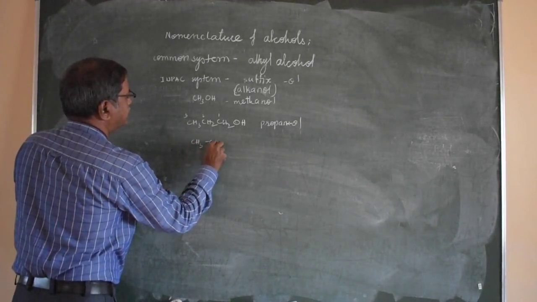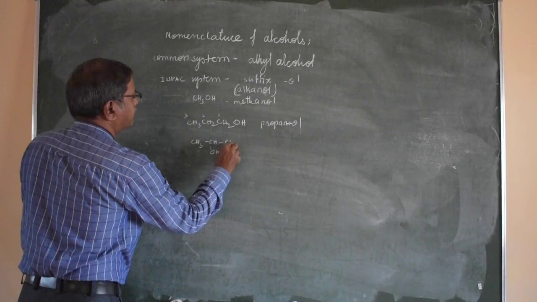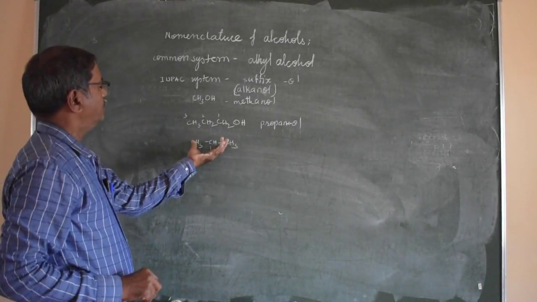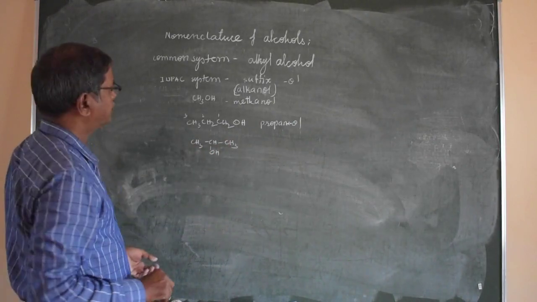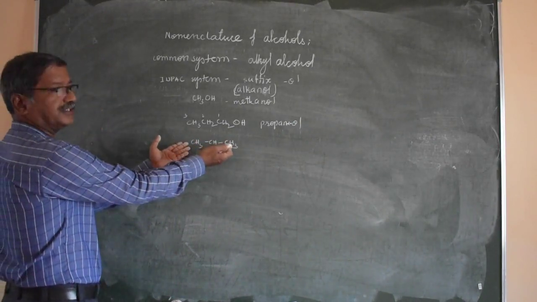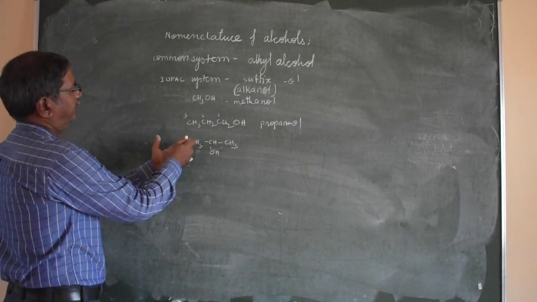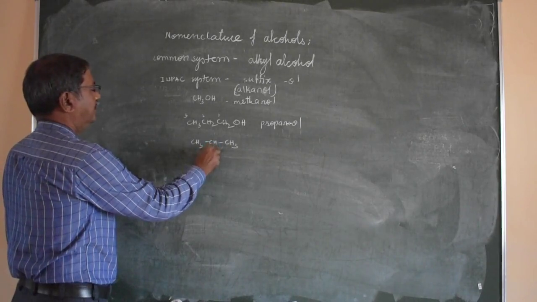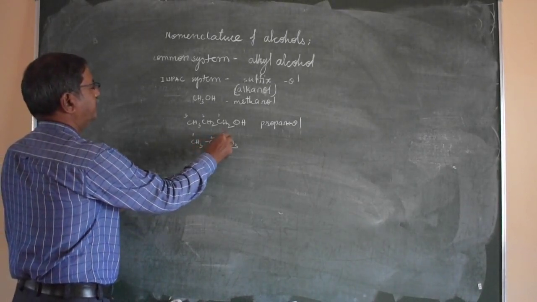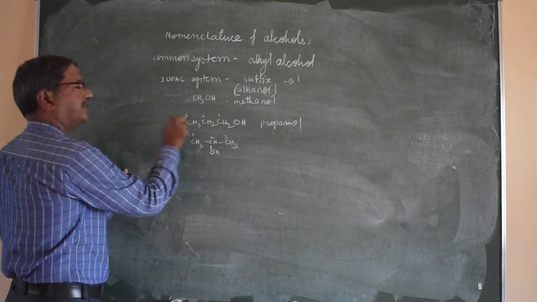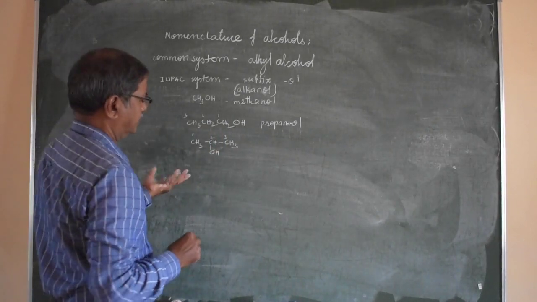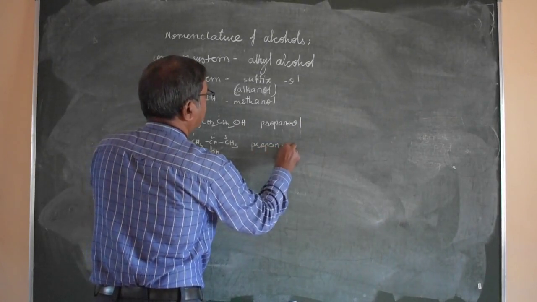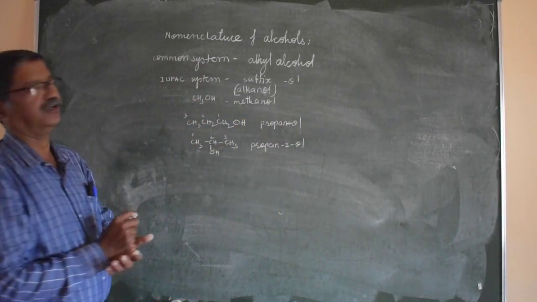What about this one? CH3CHOHCH3. As we know, the common name is isopropyl alcohol. IUPAC name: you may number from this end or this end. Because if you number from both ends, the carbon which is attached to the functional group carries the number 2. So it is 1, 2, 3, or it may be 1, 2, 3. So it is simply propan-2-ol. On the second carbon we have OH.